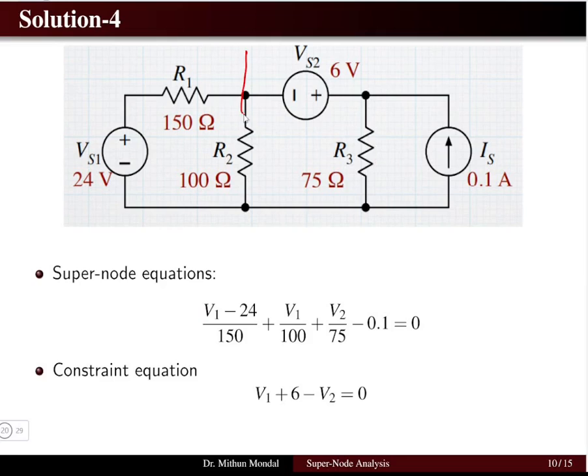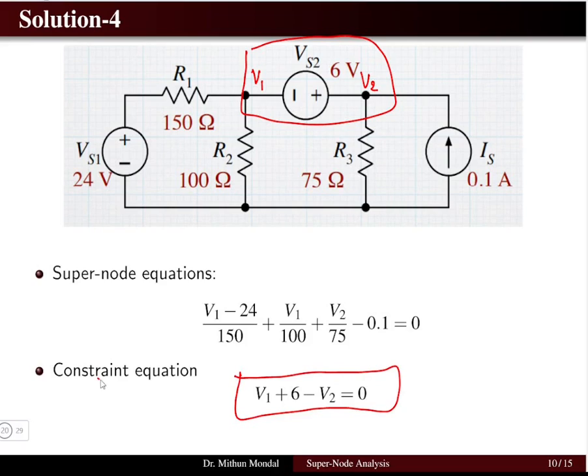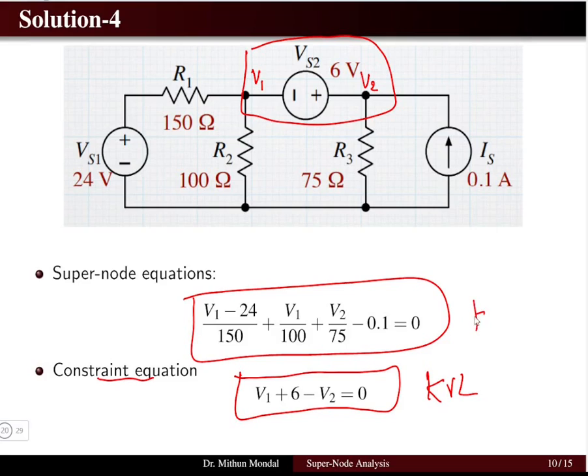The second equation will be the constraint equation of the supernode. We have the potentials V1 and V2 and the voltage present between the two nodes. The constraint equation, which comes from KVL, and the supernode equation, which comes from KCL, together we can combine to find the unknown variables V1 and V2.